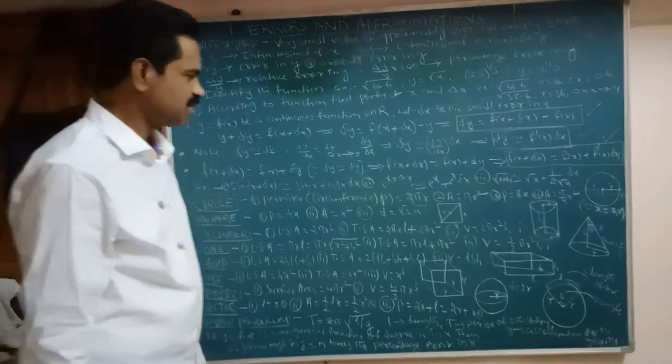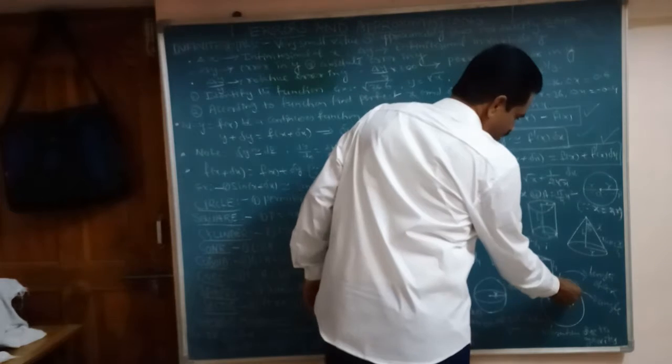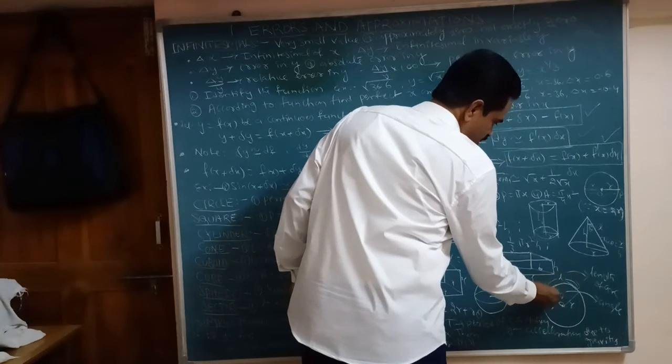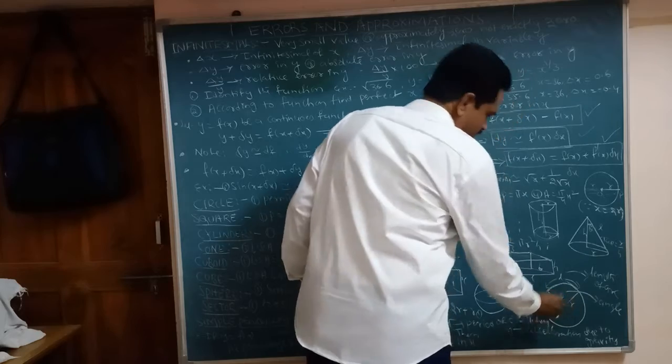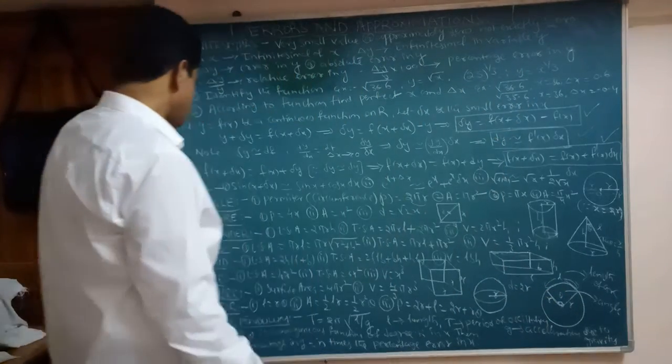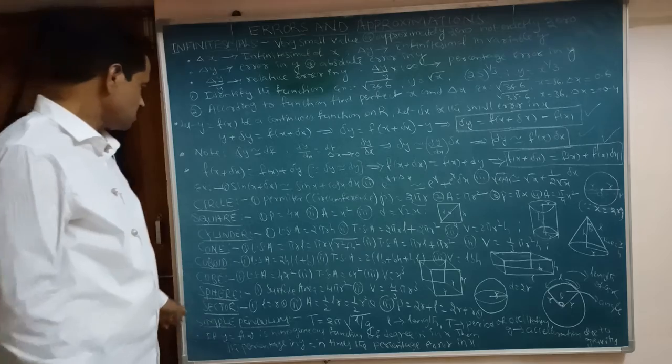Here, see here, sector, l is what here? Length of the arc. This is the radius. So this is the angle. Theta is what here? Angle. So here, sector done. Next, simple pendulum.